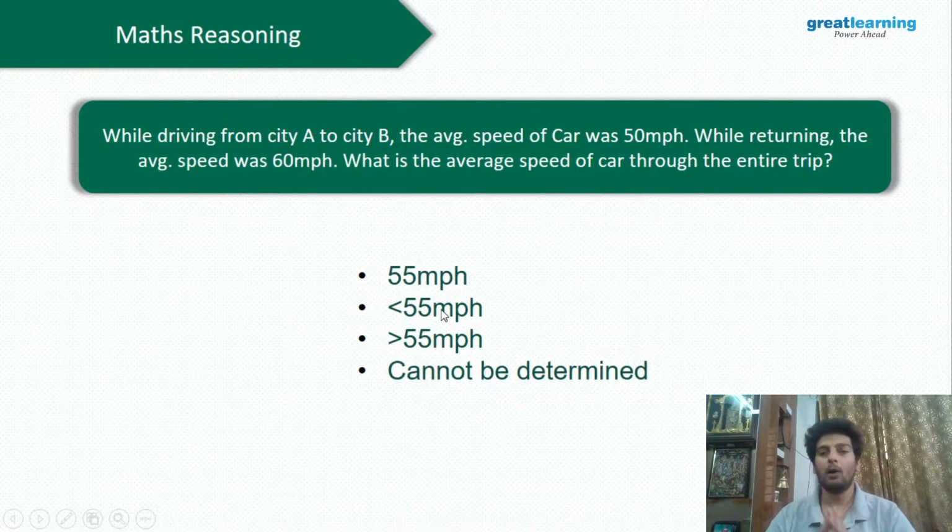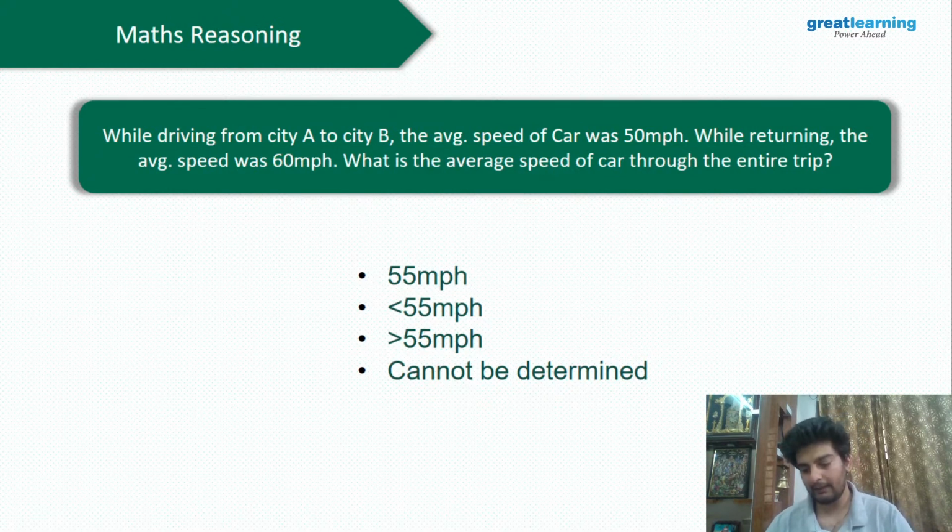So here the logic is, whichever quantity has the greater influence would affect your average value. So by default it has to be 55, but it is not 55 because the car is spending most of its time traveling at 50 miles per hour rather than 60 miles per hour. And since more time is spent traveling at 50 miles per hour, that is why the average speed will be less than 55 miles per hour. So I hope everyone gets this answer.